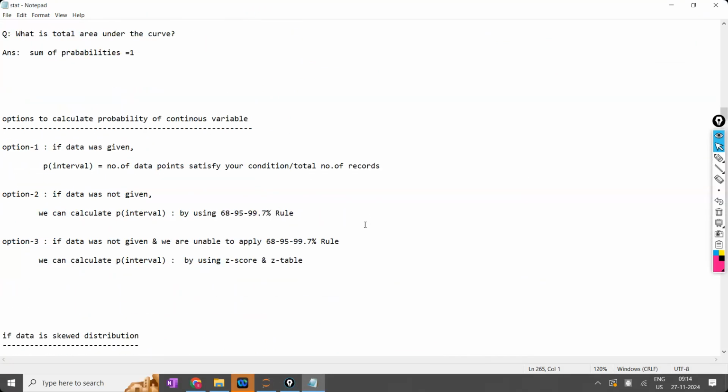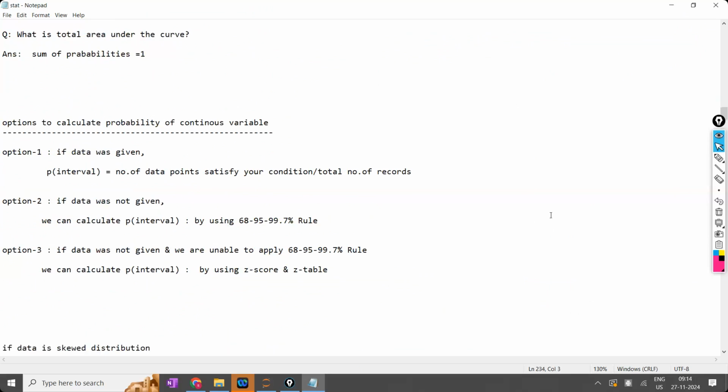What are the various options to calculate the probability of a continuous variable? The first option is in terms of the data. If the data was given, directly we check the number of data points that satisfy our condition divided by the total number of data points. That is if the data was given. If the data was not given, the second option we are going to use is called Z-score and Z-table. Right?